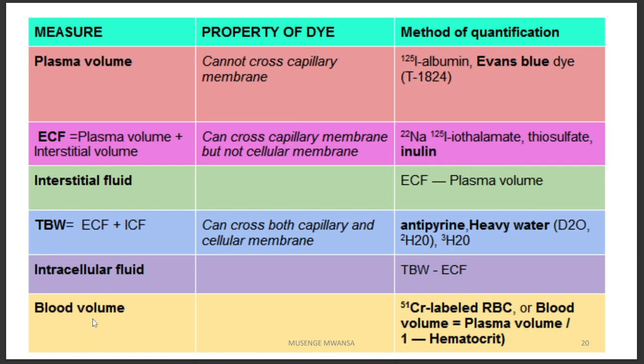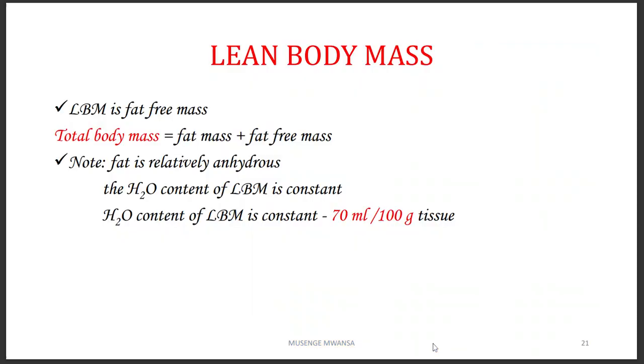Now for blood volume, we want something that will mark together not only plasma but also the cells. So you can use chromium-labeled red blood cells, or you can use the direct formula to say blood volume is plasma volume divided by 1 minus hematocrit.